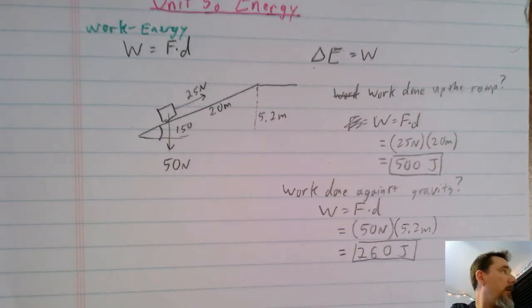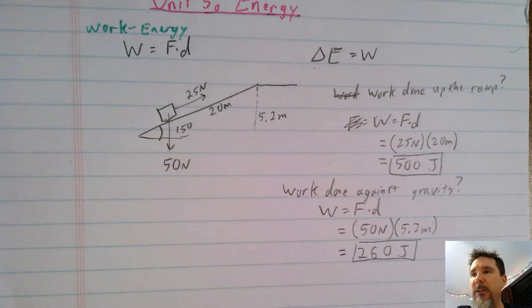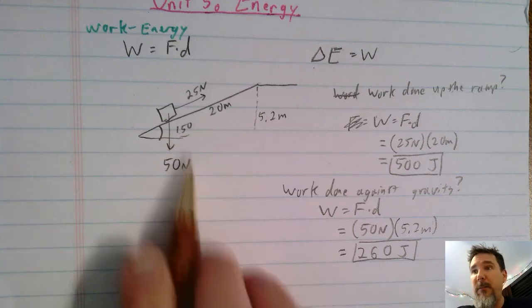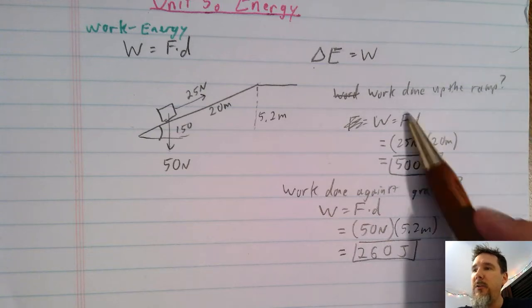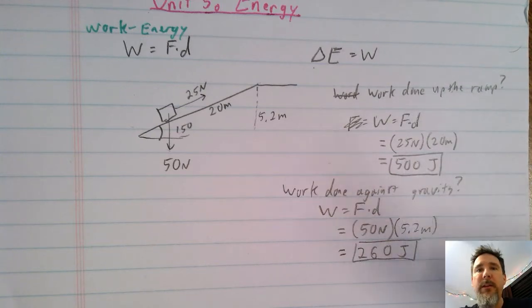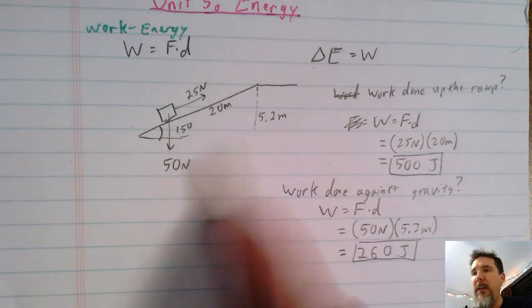All right. So notice the two different questions. There was an angle involved, but I didn't have to do anything with the 15 degrees. There's two questions: the work done up the ramp, the work done against gravity. Done. Okay. Because we had all the information.